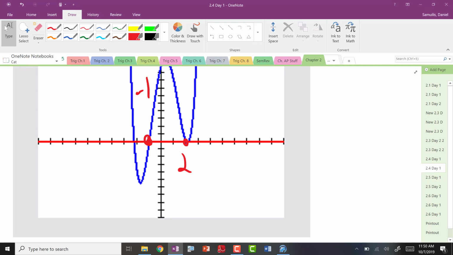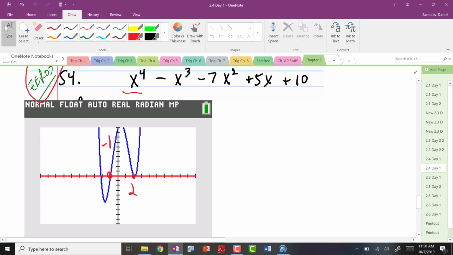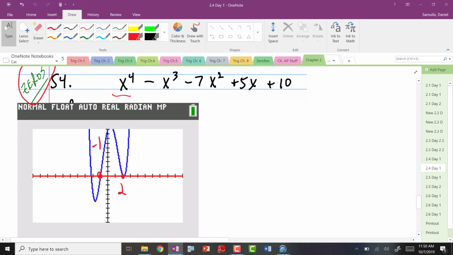Does anyone know why I need 2 zeros in this x to the 4th? Because I'm going to double, anyone? I'm going to double, knock it down. I'm going to double what?